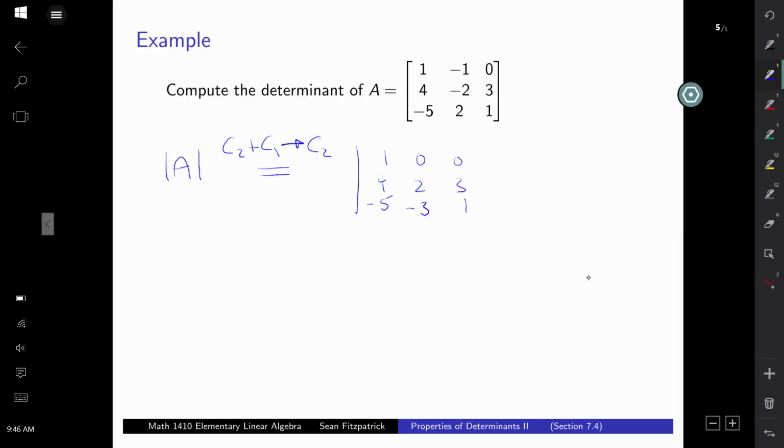0, 3, 1. And then I can expand along the first row, and I get 1, it's a plus sign, 2, 3, minus 3, 1. So 2 plus 9, I get 11, right?